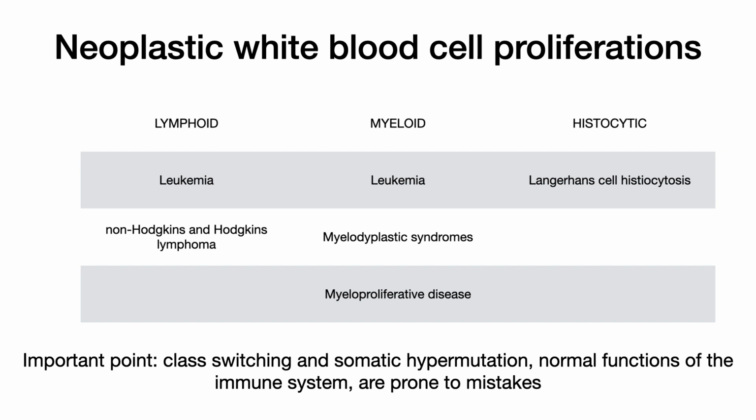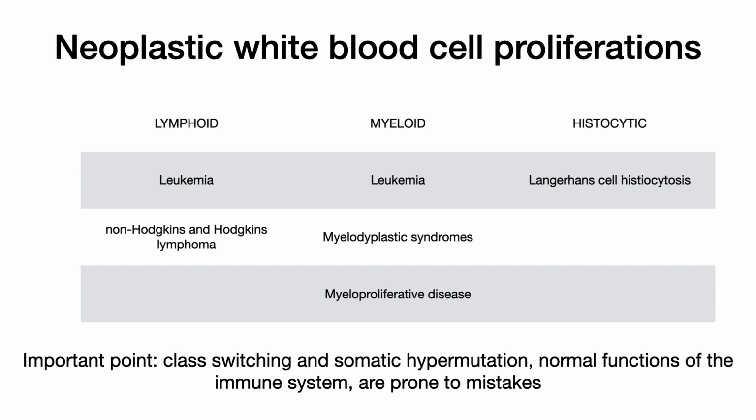Okay, so neoplastic disorders, this is just going to be the basics of it. The rest will be in the following lectures. So the different types you can see in lymphoid, you can see leukemia, and then lymphoma, Hodgkin's and non-Hodgkin's. Myeloid, you can see leukemia, myelodysplastic, and myeloproliferative. And histiocytic, the main one, Langerhans cell histiocytosis.